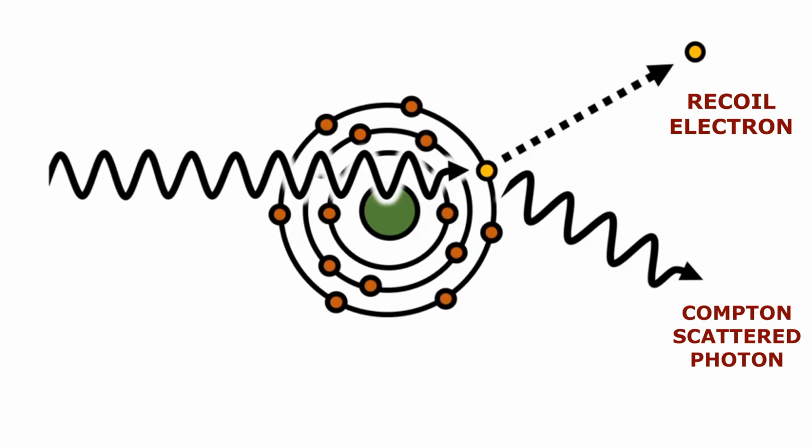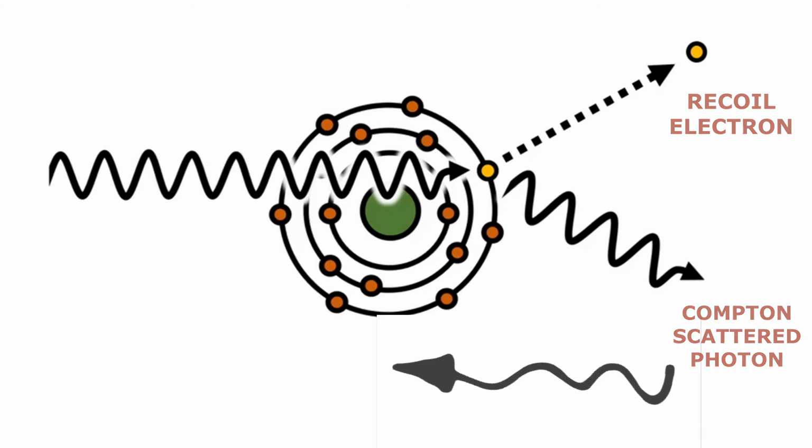When a scattered photon is deflected back towards the source and is traveling in the opposite direction of the incident photon, it's known as backscatter radiation.